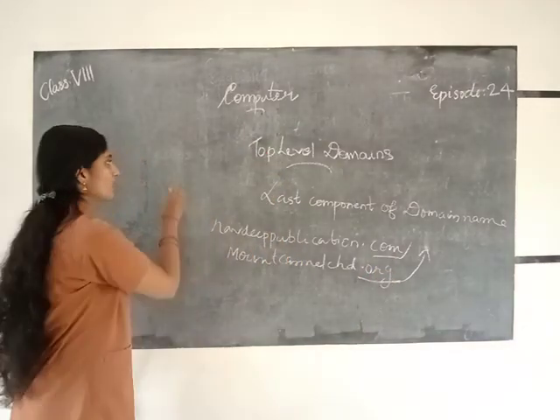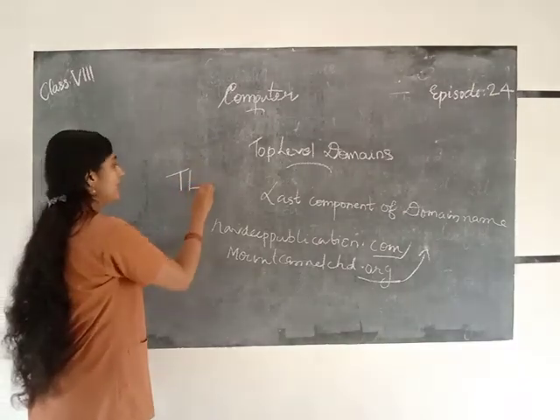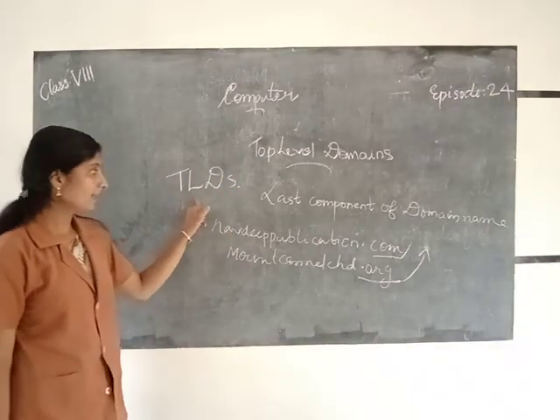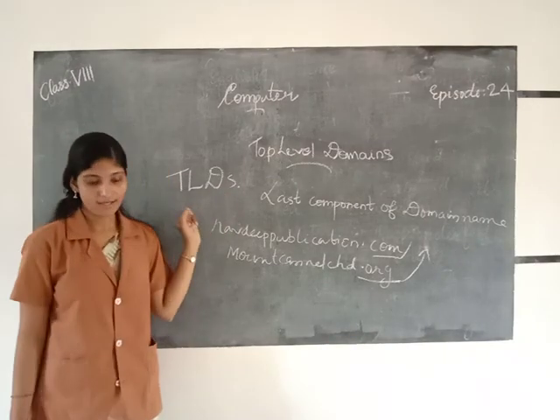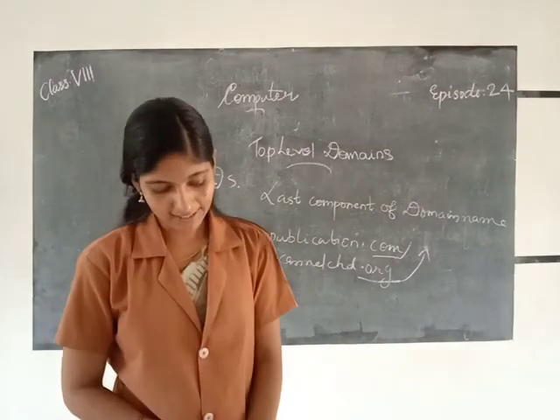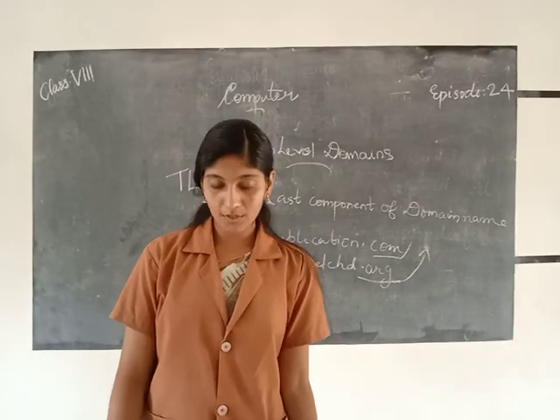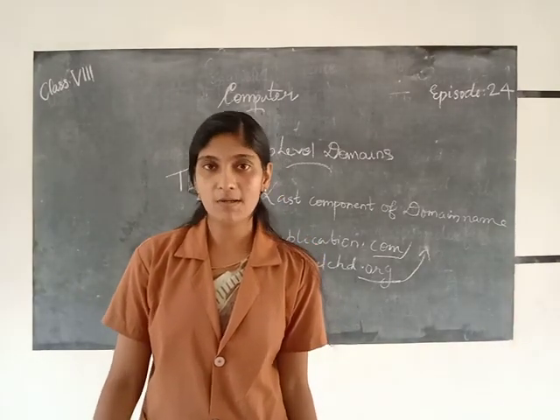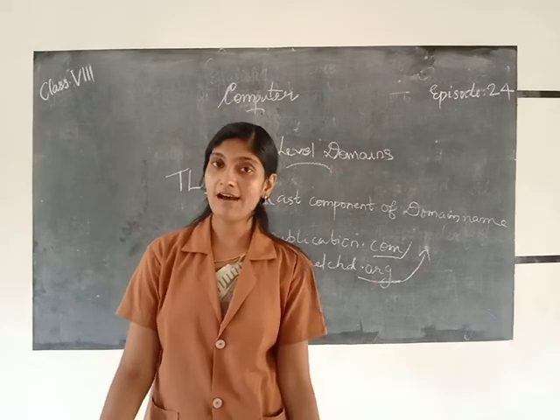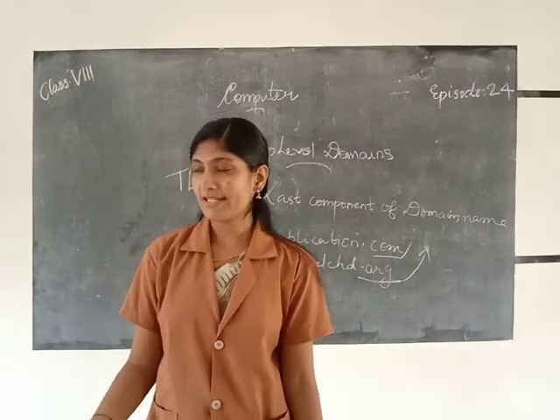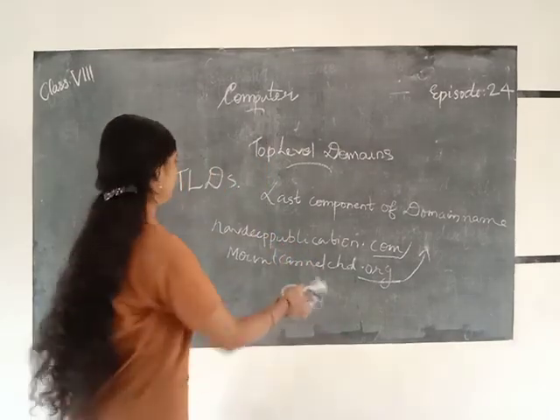We can simply call it TLDs. TLDs means top level domains. The top level domains are assigned according to the nature of the organization. So there are different types of top level domains. Let's see what they are.